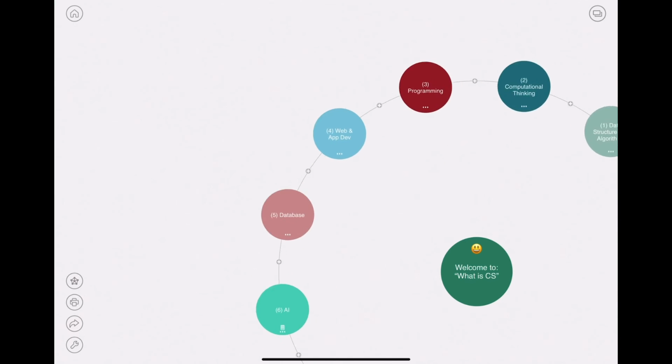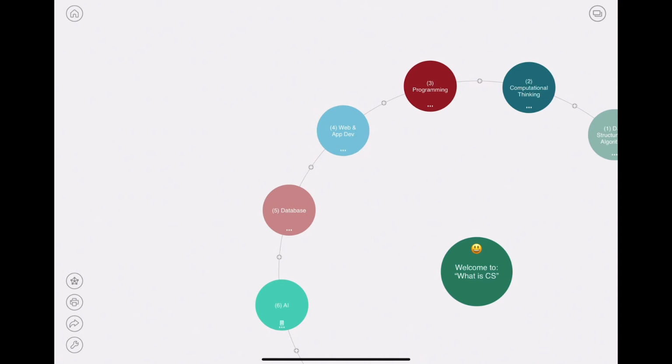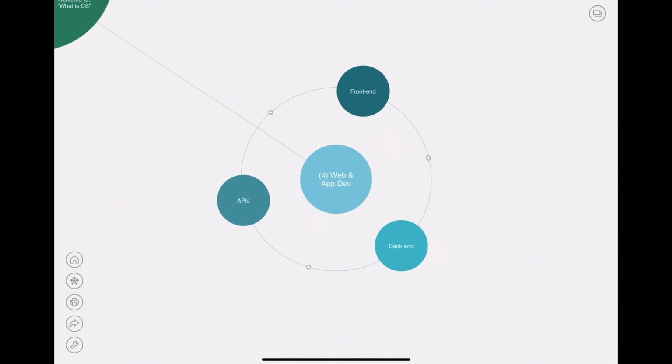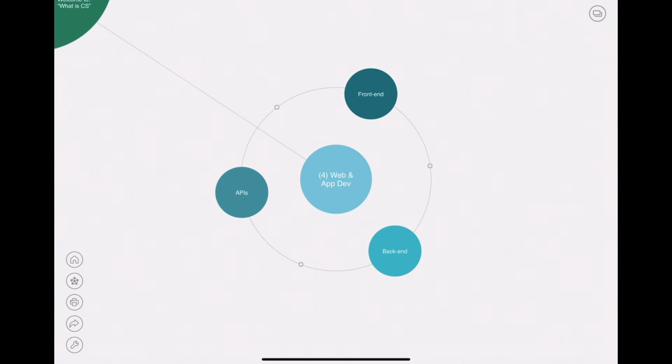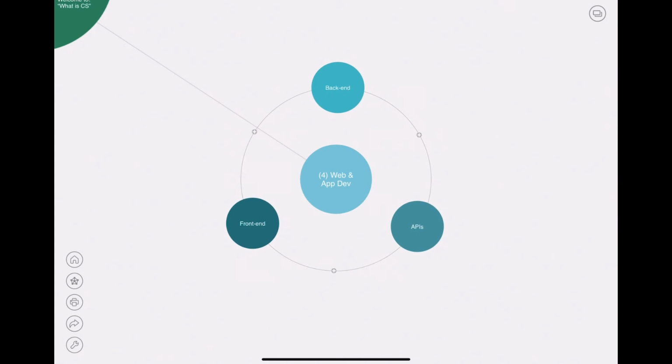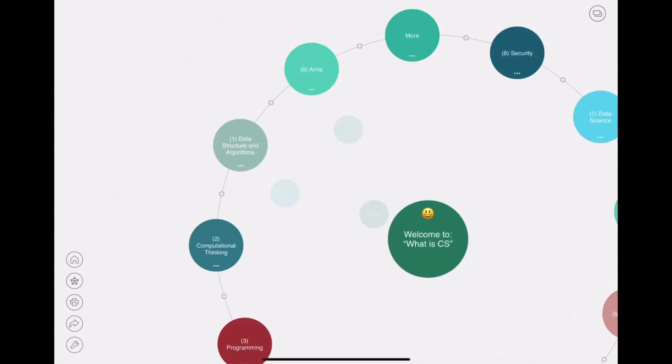And then we will move on to web and app development. Here we will have a look at the front end, that is the interface that you see when you open a web application or an application on your phone. Also, we will have a look at the backend, how data is handled in the backend, and we will have a look at something called APIs.